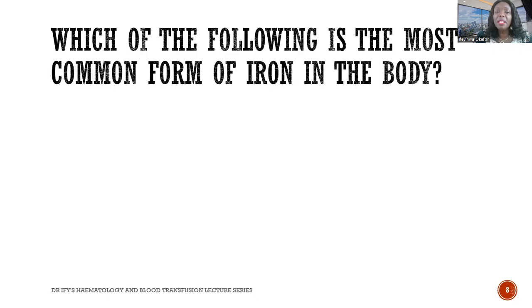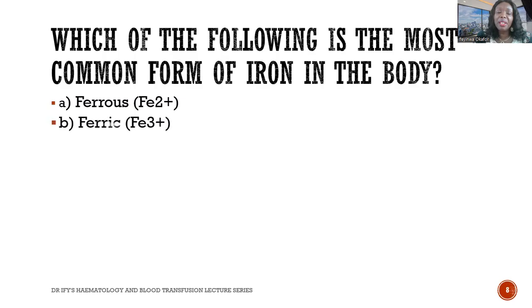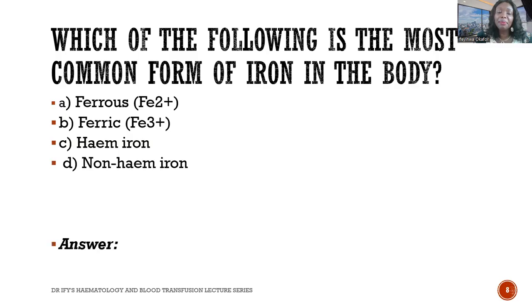Which of the following is the most common form of iron in the body? Ferrous iron, ferric iron, heme iron, non-heme iron. Answer B, ferric iron.